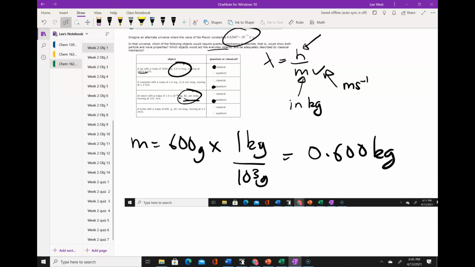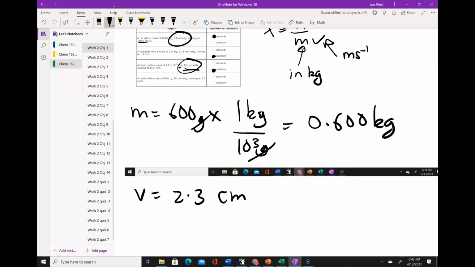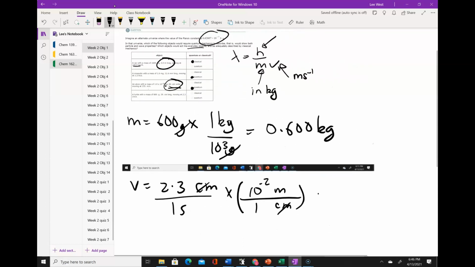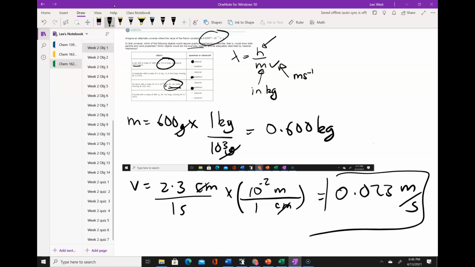And then we've got this guy here, his velocity is 2.3 centimeters. I should do dimensional analysis. Centimeters every 1 second, and we need it in meters per second. So I've got to do meters over centimeters, 1 over 10 to the 2. So that means that he is doing 0.023 meters per second, because he's a turtle and he's slow. All right, so that's kind of fun.